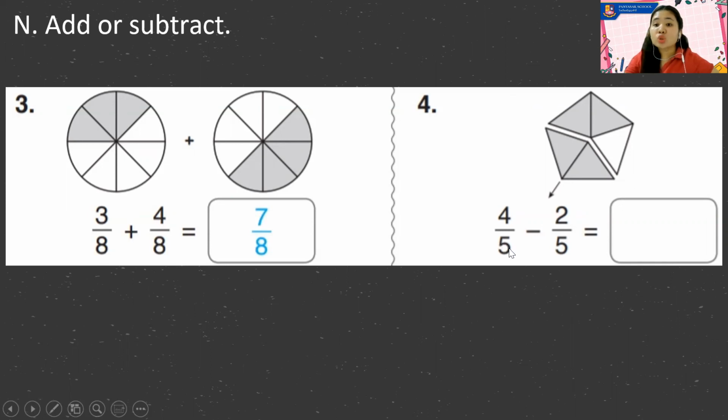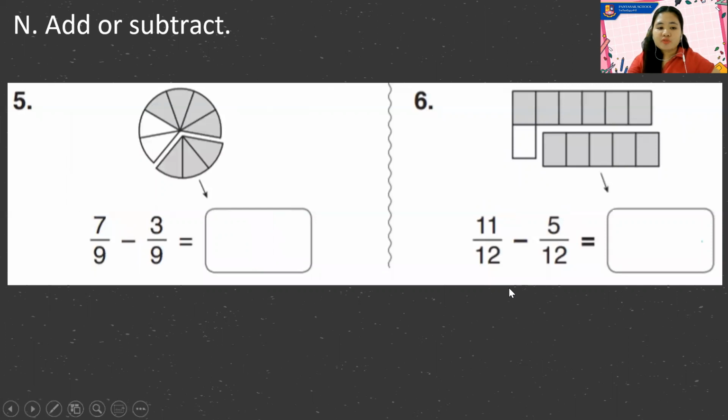Okay, next, number 4. 4/5 minus 2/5. So this is already minus. So let's minus. 4 minus 2. What is the answer? Okay, so that is 2. So 2/5. You copy again the denominator. Okay, 2/5.